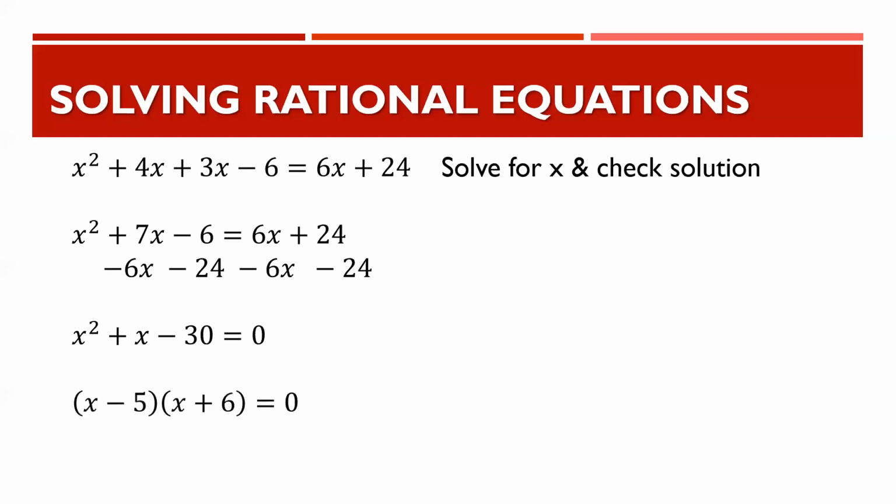From here, we're going to factor. So what two numbers multiply to negative 30 and will add to a positive 1? That would be a negative 5 and a positive 6. Solving for our x values, we get x equals positive 5 and x equals negative 6. Checking each of those, they both work. So both of them are our solutions.